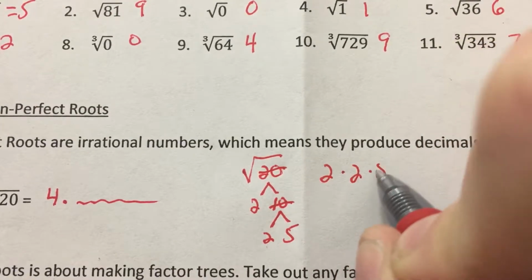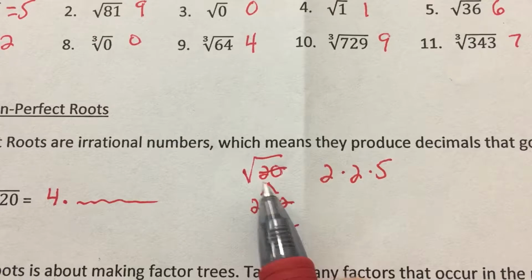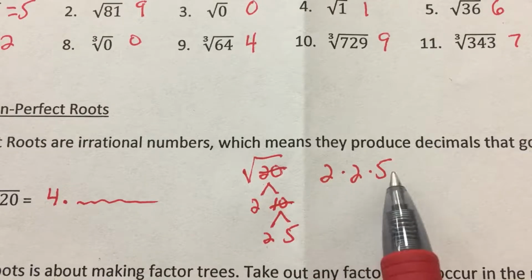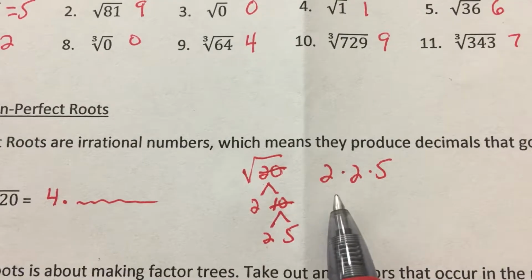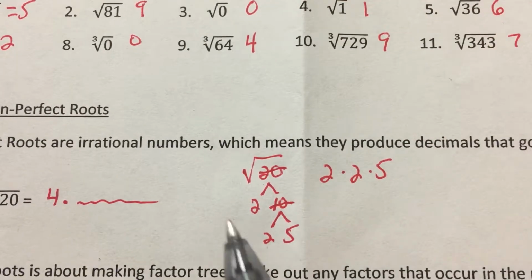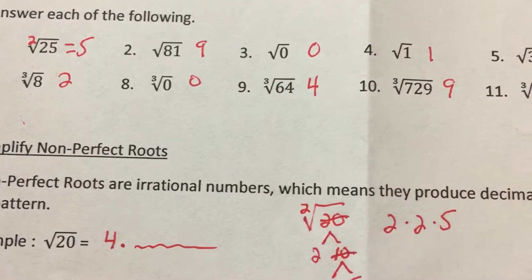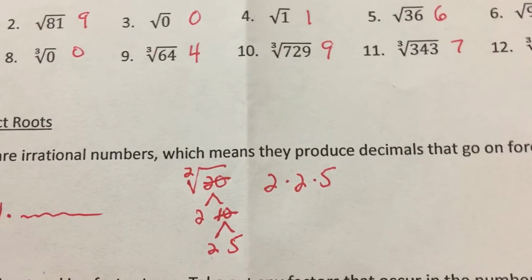2 times 2 times 5. If we were to multiply them all, would get us right back to 20. 2 times 2 is 4. 4 times 5 is 20. But the reason we broke it all down like this and did its prime factorization is because we're looking for something specific. Underneath a square root sign, or the power of 2, right, the second root, or the square root, we're looking for groups of 2.